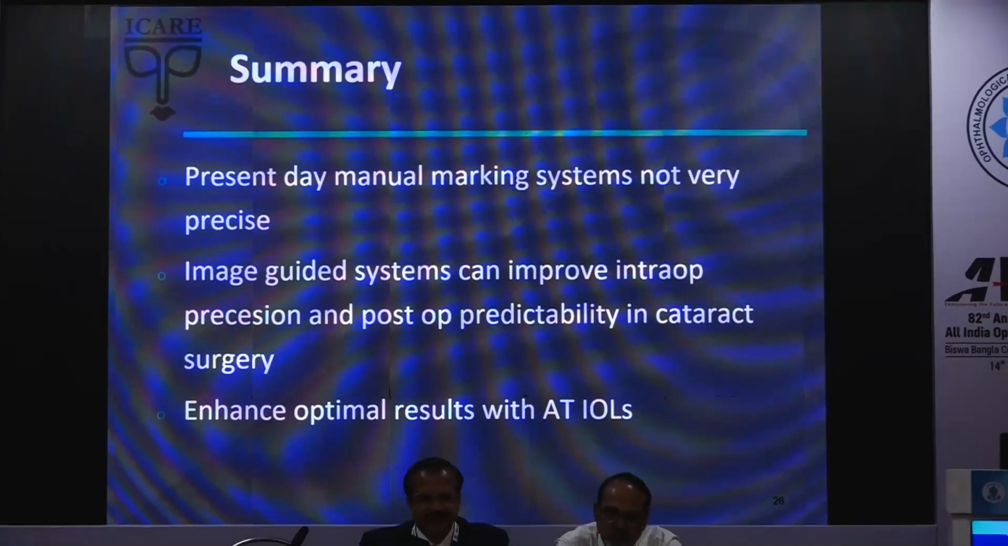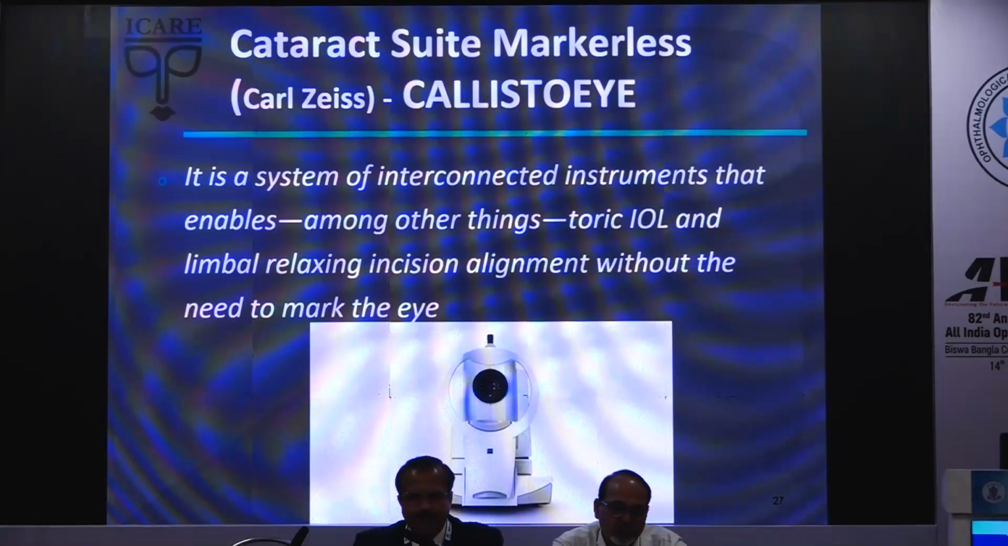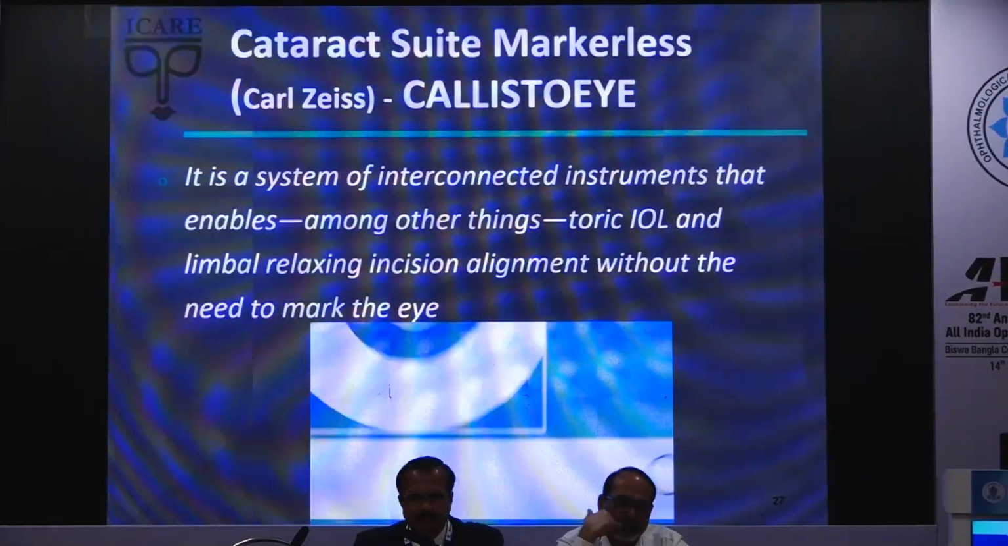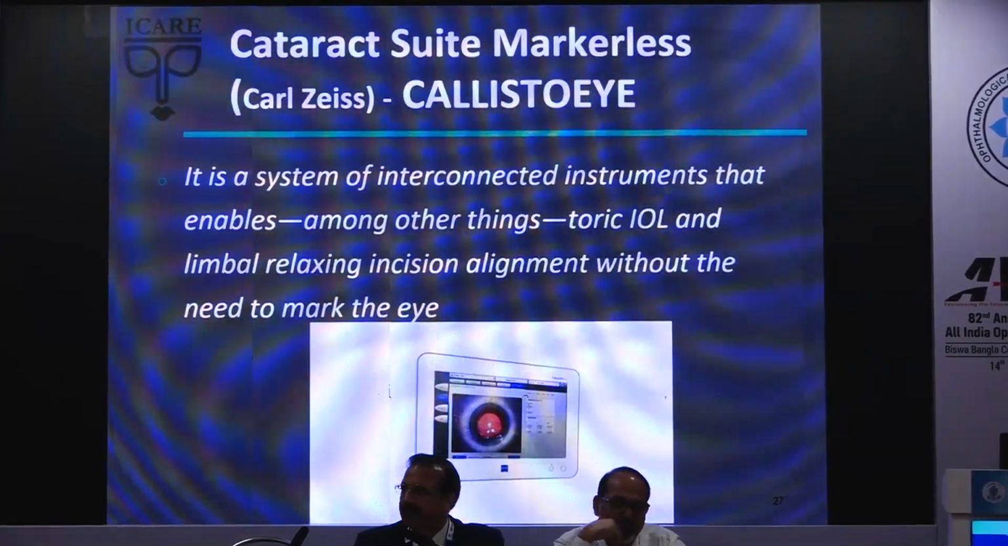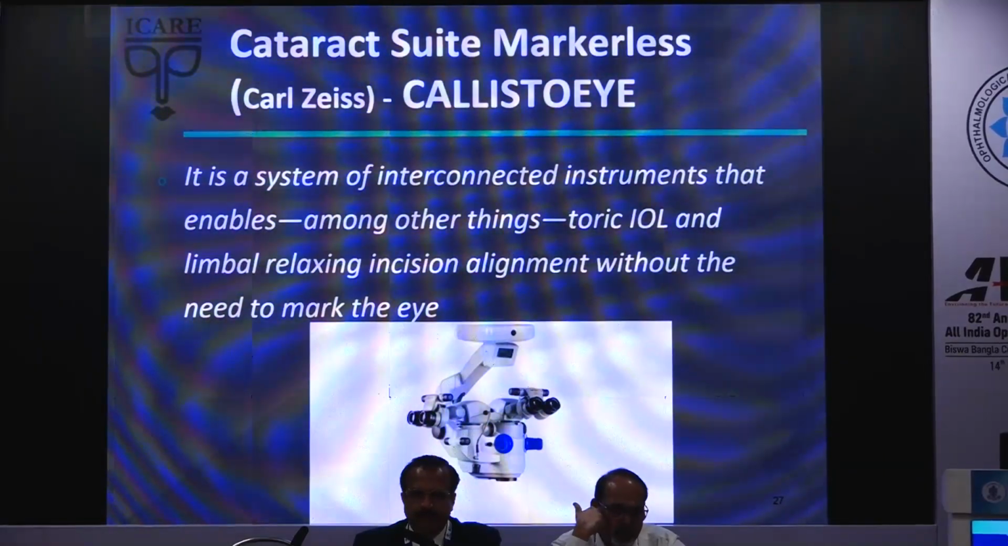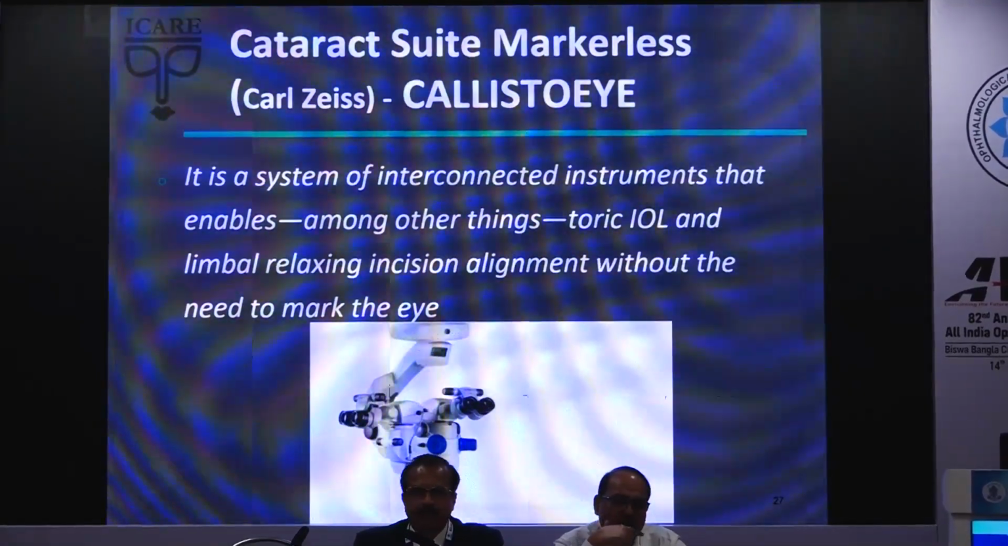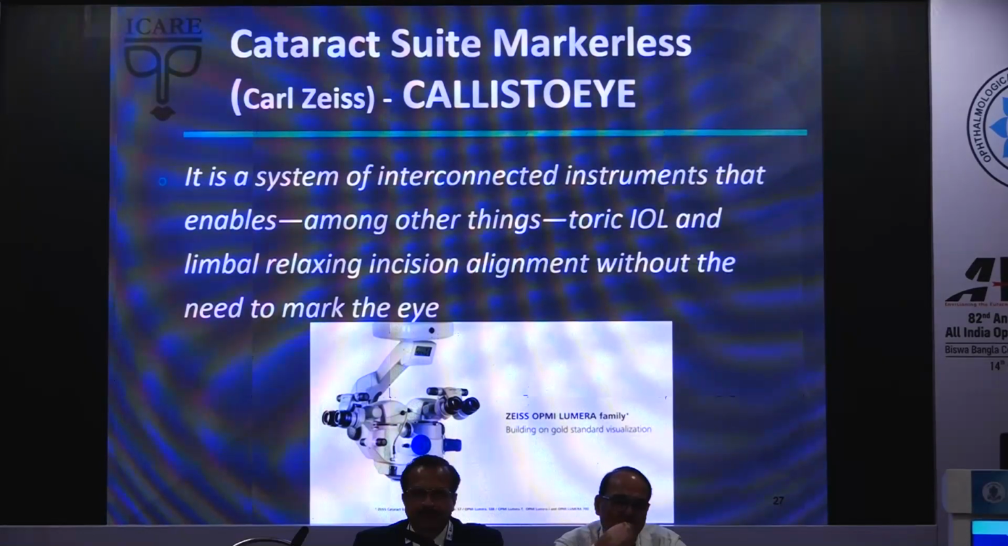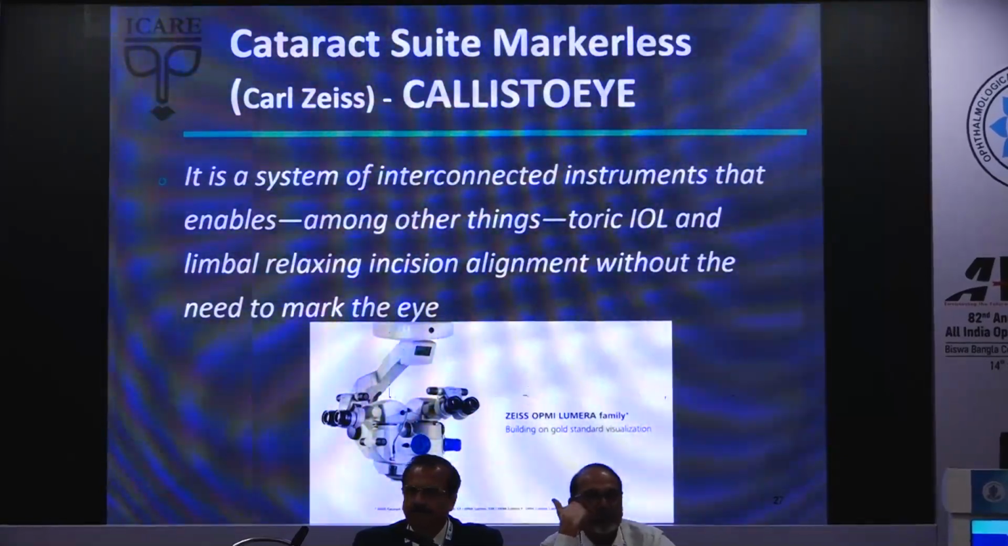To summarize, present-day manual marking systems are not very precise. Image-guided systems can improve intraoperative precision and post-op predictability in cataract surgery and enhance optical results with the toric IOLs. That is really helpful. And we should under-promise. This is my personal experience, that we should always under-promise, that we don't promise that you will not require distance glasses, because many times you require some cylindrical power, but definitely your power will be decreased and you will require less, and start doing it when there is more than 2 diopters of astigmatism.